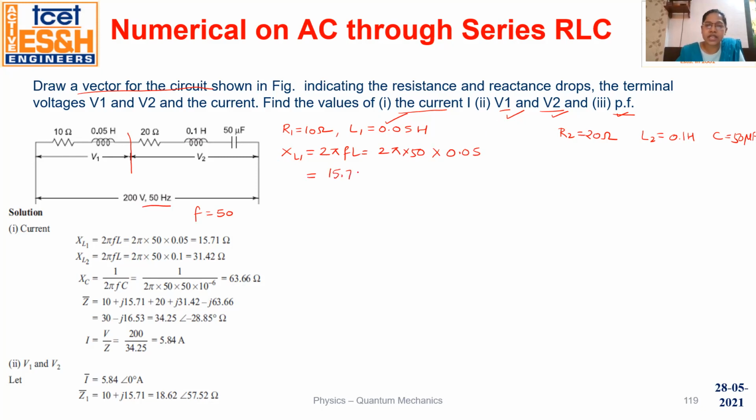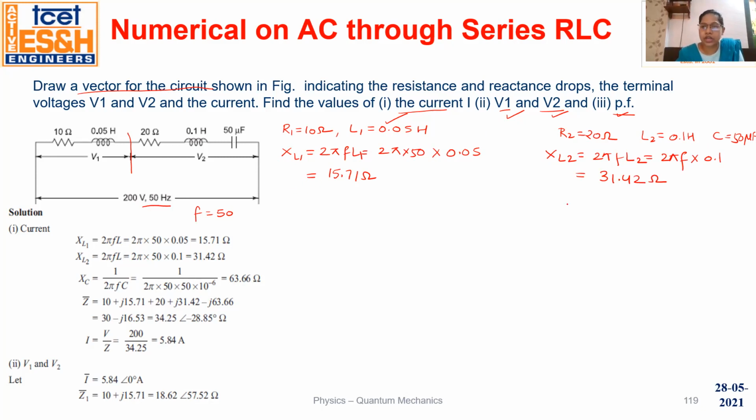XL1 is 15.71 ohm. For XL2, we have 2 pi f L2. Here it is L1 and L2. So what is L2? 2 pi f, f is 50 and L2 is 0.1. After solving it, we will get 31.42 ohm. So this is nothing but the XL2.